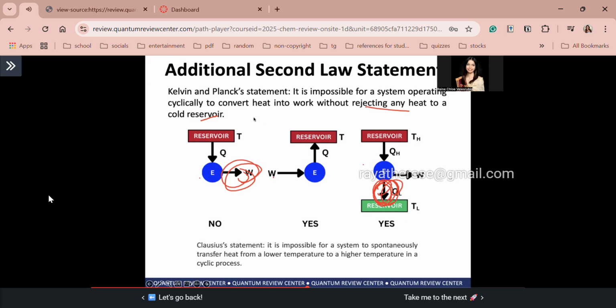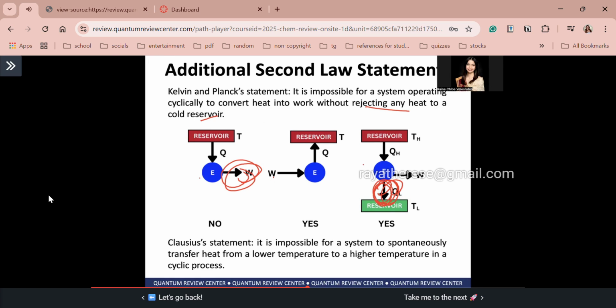And then, the Clausius statement states that it is impossible for a system to spontaneously transfer heat from a lower temperature to a higher temperature in a cyclic process. So again, we cannot spontaneously transfer heat from a lower temperature to a higher temperature. Meaning nito, guys, heat naturally flows from a hot object to a cold one. Di ba? Na-introduce na natin kanina. Now, for heat to flow in the opposite direction, that is from lower to higher temperature, or from a cold object to a hot object, then dapat work must be done. Again, work must be done to transfer heat from a lower temperature to a higher temperature.